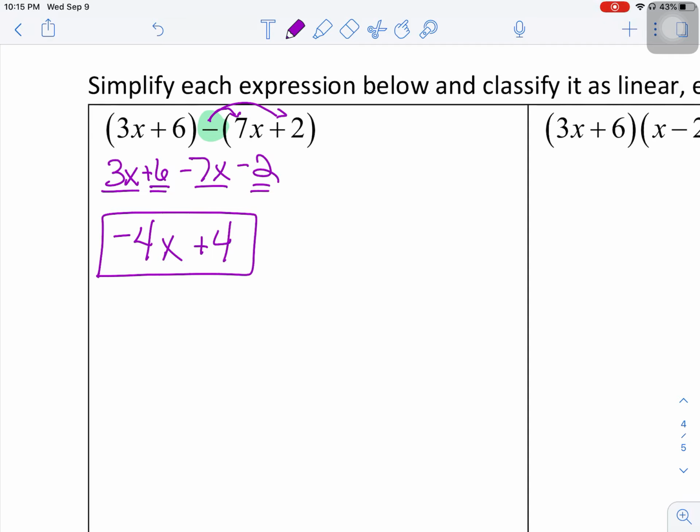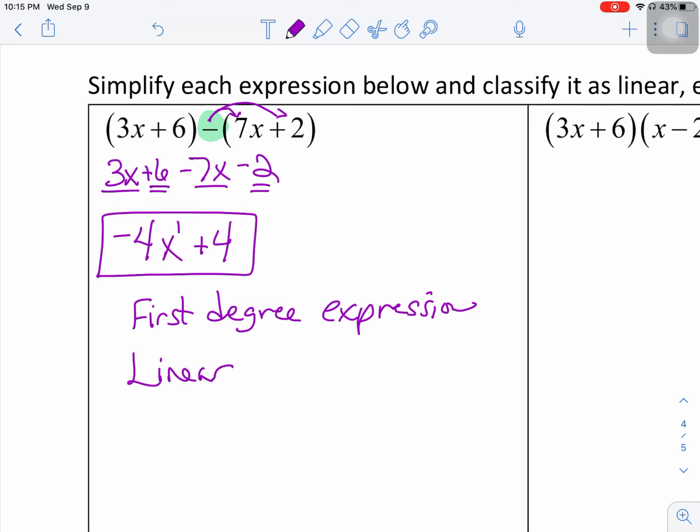Now, once we've simplified this expression, we want to see, is it linear, quadratic, or exponential, or maybe none of them? So things to look for. Look for your x. What power does the x have? In this case, x has a power of 1. So this is a first degree expression, okay? If it's first degree, it is linear. This is a linear function or linear expression.